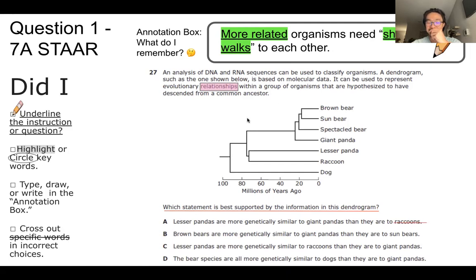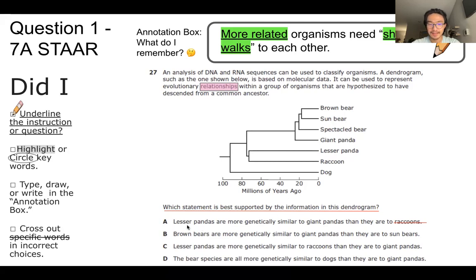Now, let's see A. Lesser pandas are over here, and let's see if they're more genetically similar to giant pandas. So let's walk over to giant panda. Okay, that's quite a bit of walking. Now, let's walk from lesser panda to the raccoon. Okay, so lesser panda is more closely related to the raccoon because that was a shorter walk.